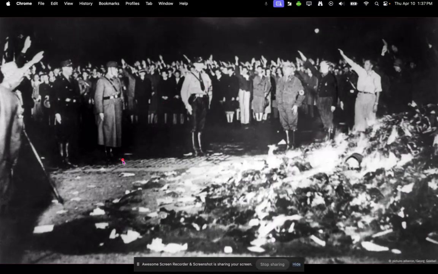So here is a photo of one of the book burnings. You can see all these Nazi Germans in the back. You can see all of these books that are on fire.